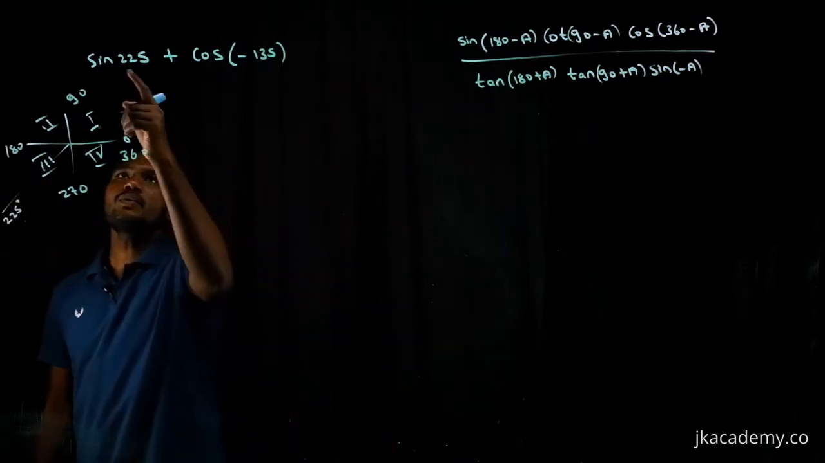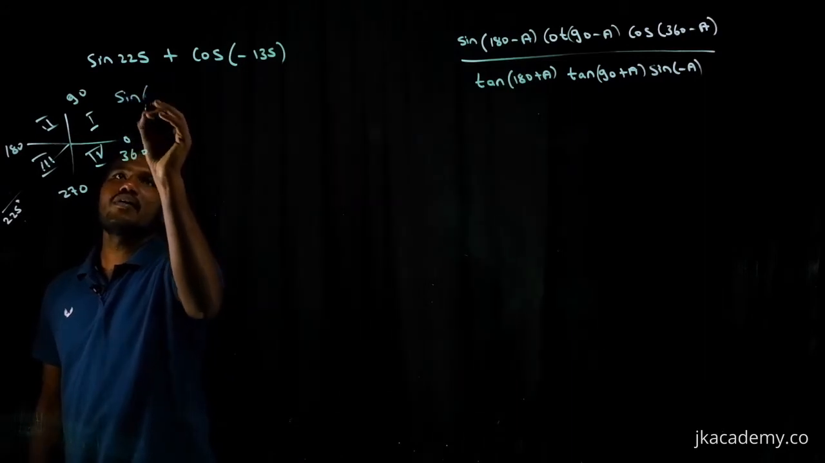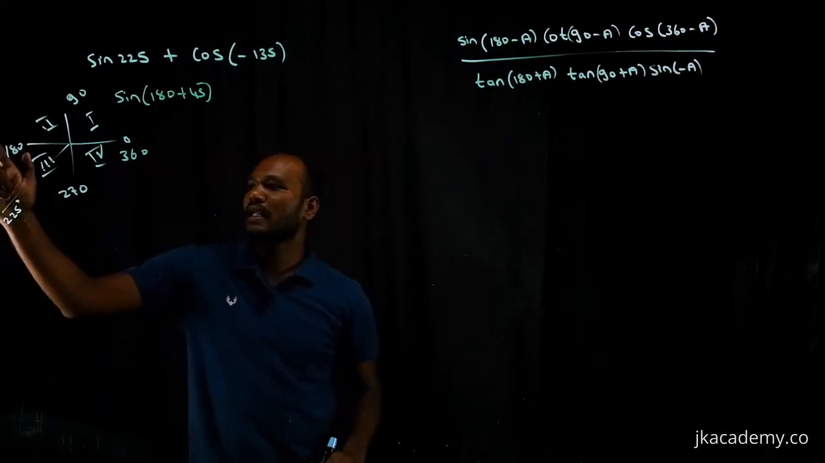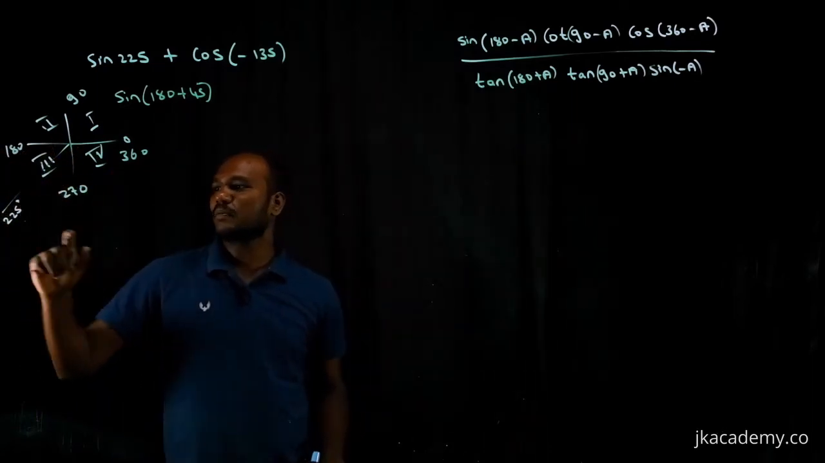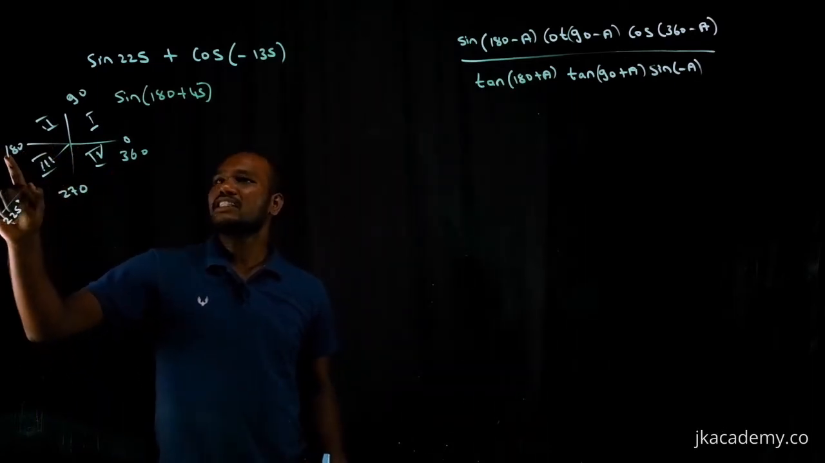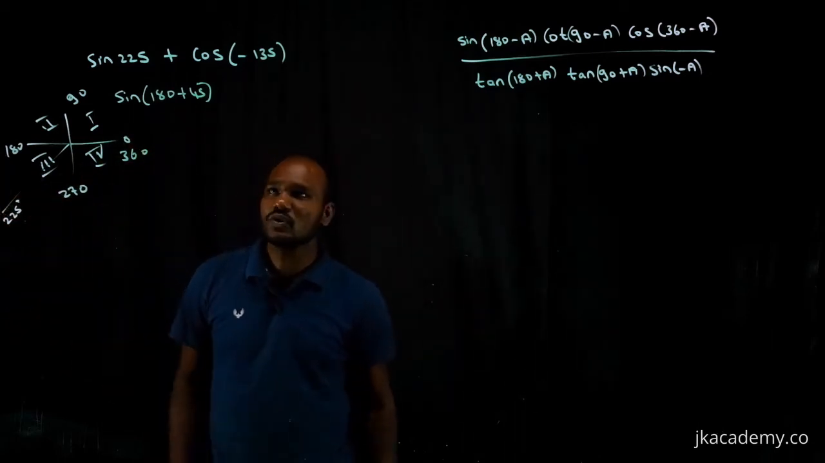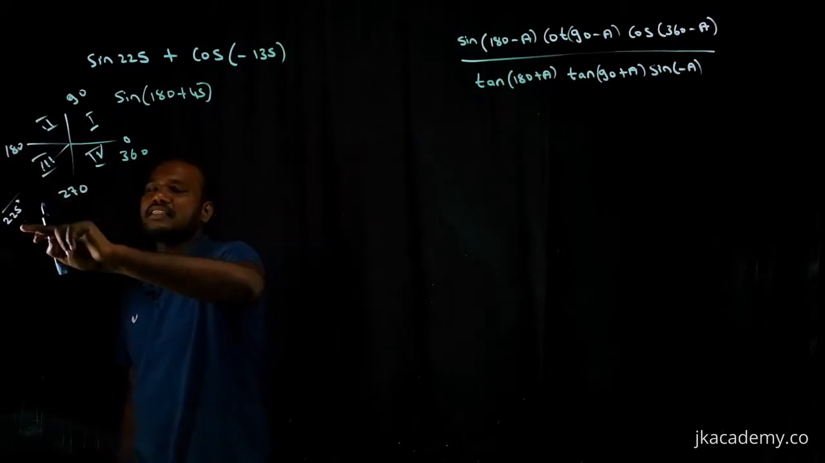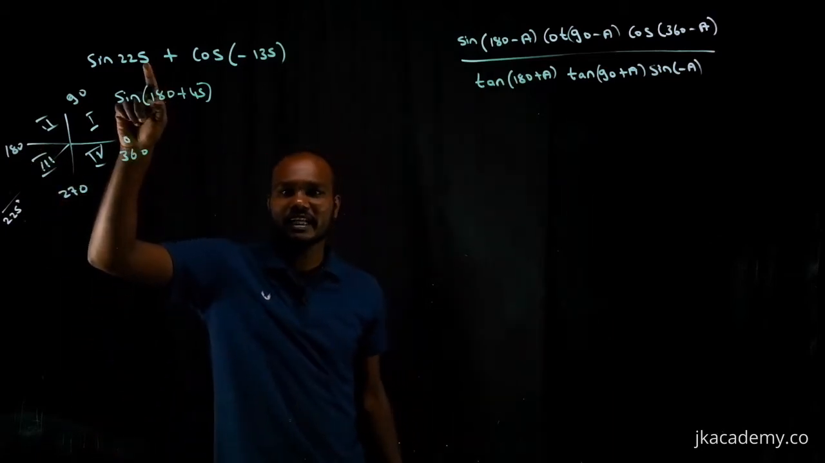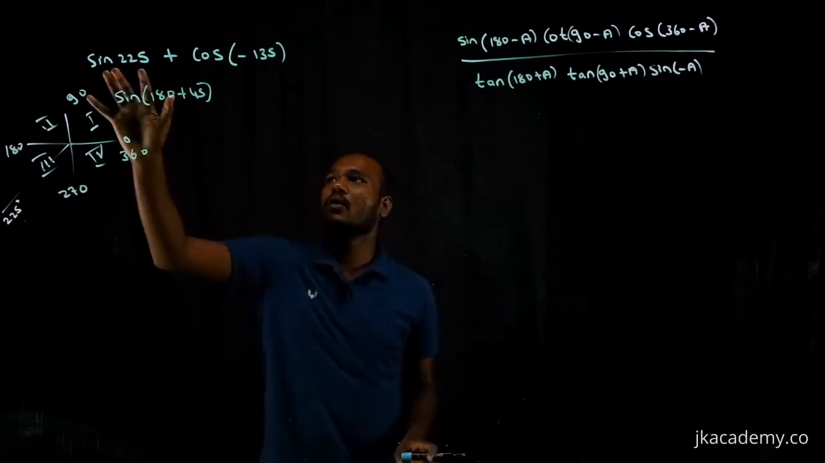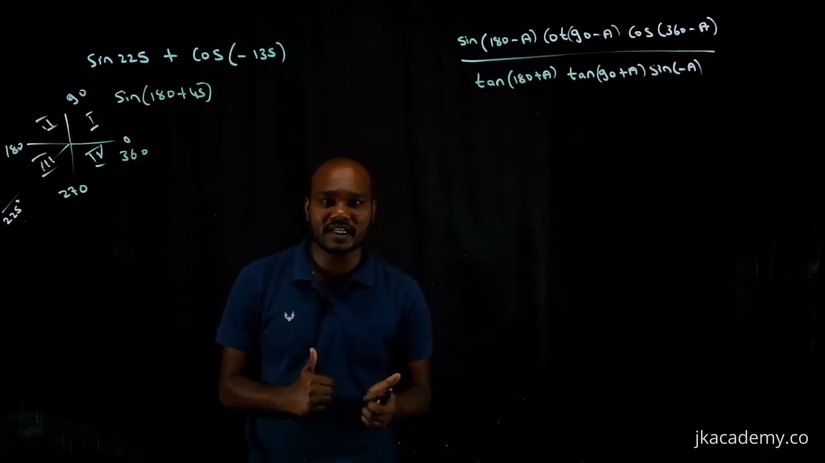So I can write 225 degree as sine of 180 plus 45 degree, isn't it? 180 plus 45 is 225 degree. So we get 45 degree by subtracting 225 minus 180, and whenever you have 180 plus, you will always have 45 degree as the addition. We made an entire video explaining how to solve this question. Please go and check it out on our YouTube channel, JK Academy.